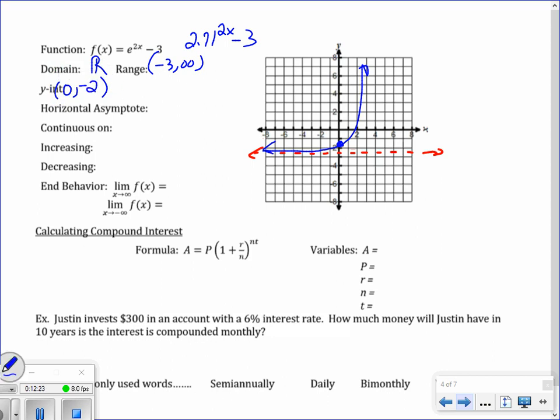All right, so the horizontal asymptote was negative 3. It's continuous everywhere. It is also increasing everywhere. So increasing on all real numbers, or negative infinity to infinity. It's not decreasing. My end behavior on the right is going to infinity.